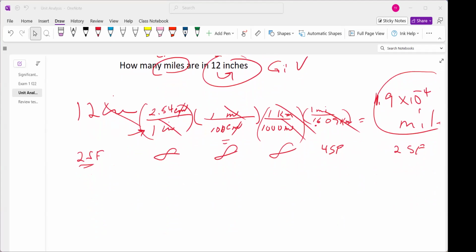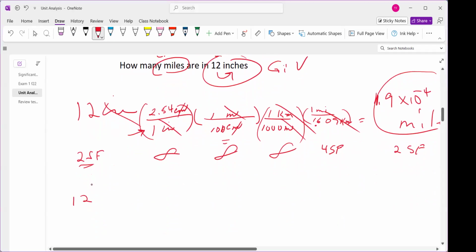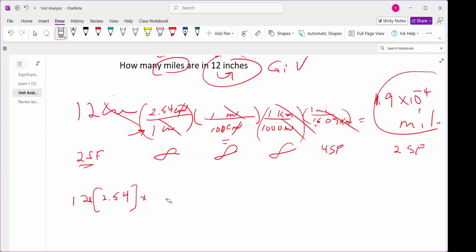We're going to go 12 times 254 times 1, 1, 1, 1. Don't have to worry about ones. Okay. Now we're going to hit the division key for 100. Division key again for 1000.